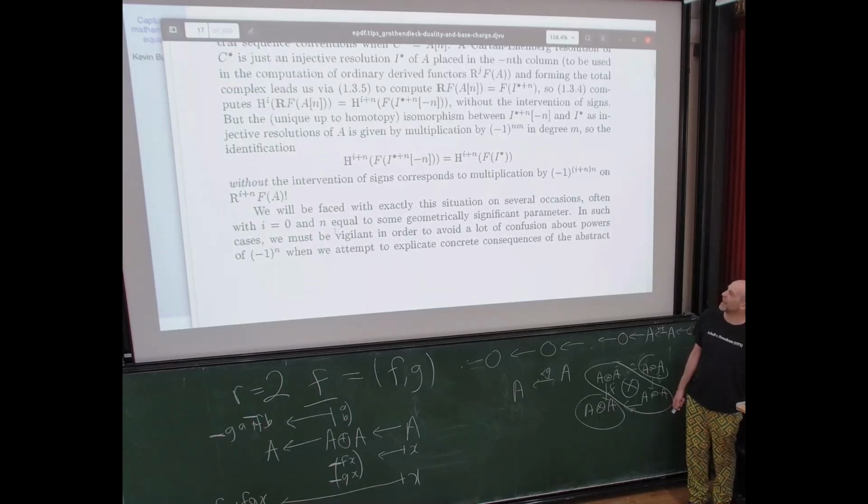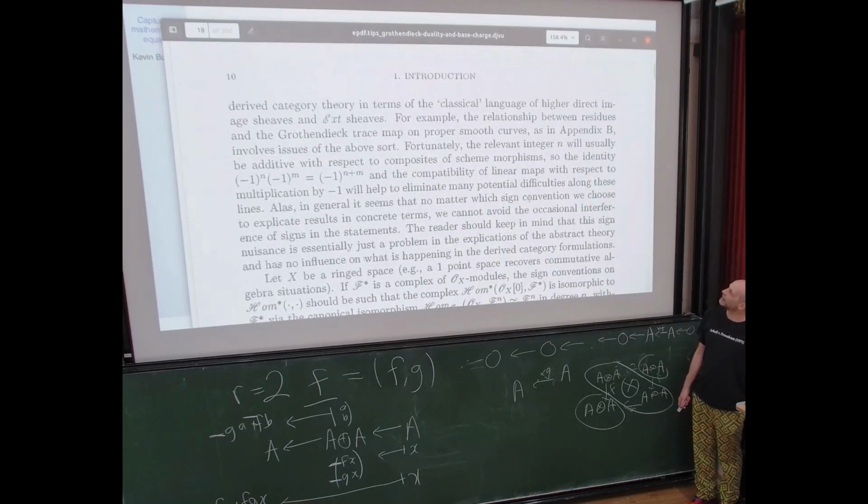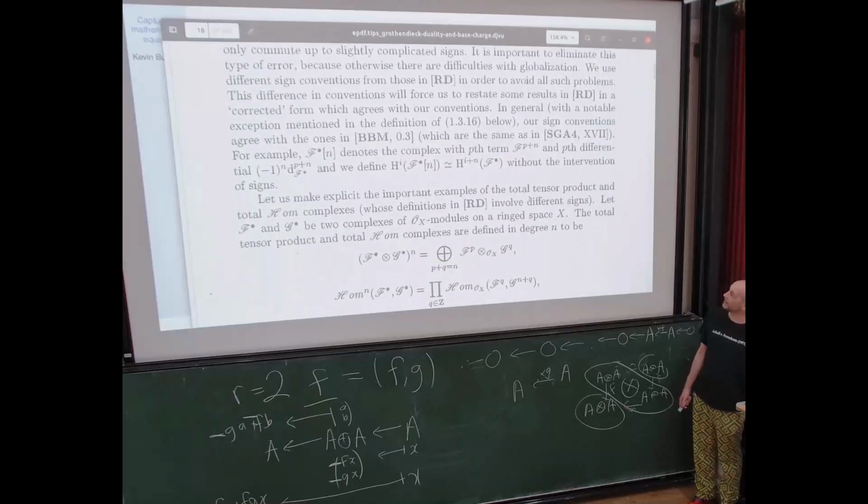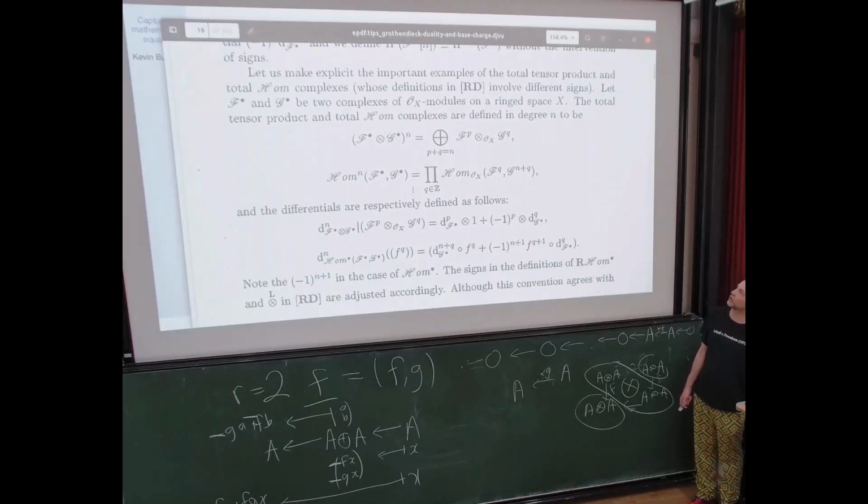So he cares about the case i equals 0, and then you get minus 1 to the n squared. And so you get minus 1 to the n. And so there we go. So now the book hasn't started yet. This is the thing we were just talking about.